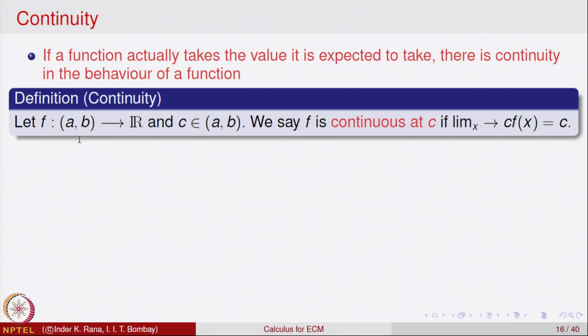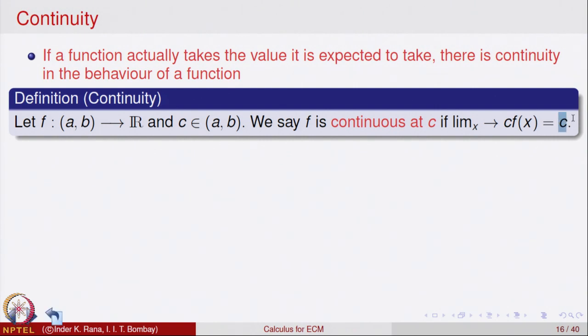Let f be a function from an interval a b to r, and c is a point in a b. For continuity the function should be defined at that point, and we say it is continuous at c if the limit x going to c of f of x is equal to f of c. There is a typo here.